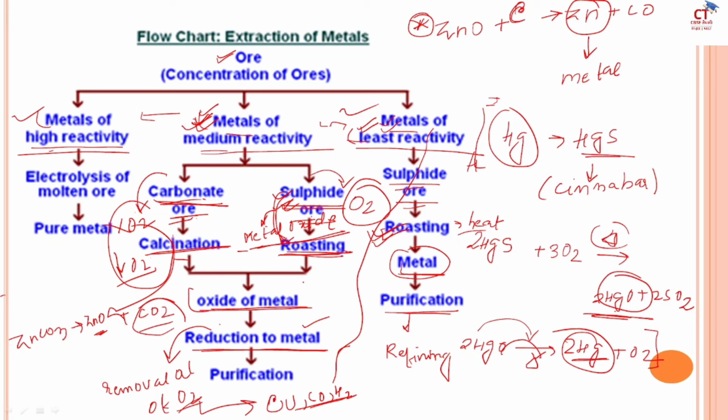Then we get oxides of metals, that is metal oxides. Then we reduce, that is remove oxygen with the help of reducing agents, and we get the metal. Now there is the third type, that is metals that show high reactivity. What occurs in this case? In this case, we directly do electrolysis of the molten ore. That is, the ore is first melted, and then electrolysis. Electrolysis is passage of electricity.